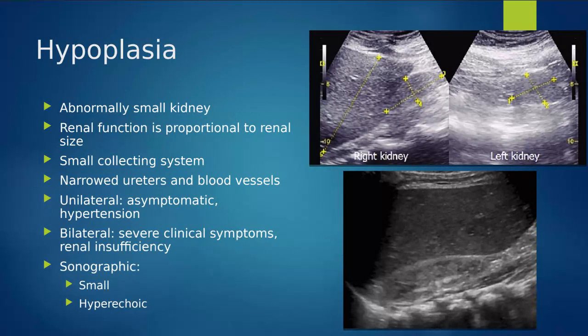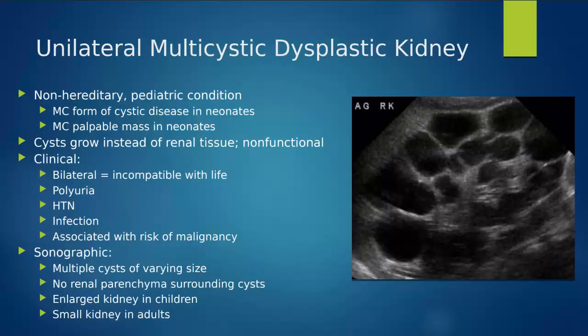On ultrasound, we of course are going to see really small and echogenic, or hyperechoic, kidneys. So both of those pictures are great examples. And then here's our really tiny echogenic kidney. Next, we have unilateral multicystic dysplastic kidney, and these are a mouthful.